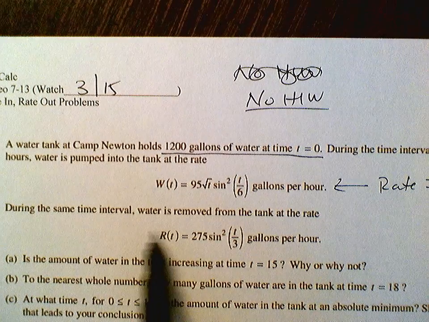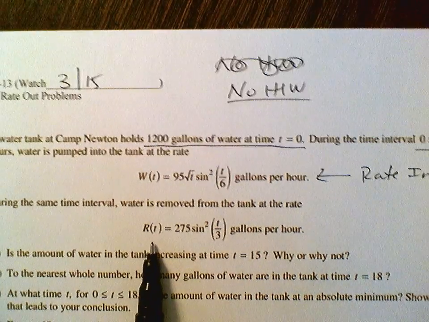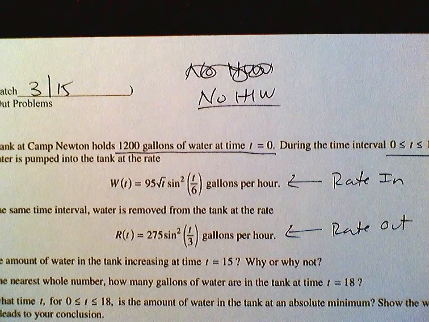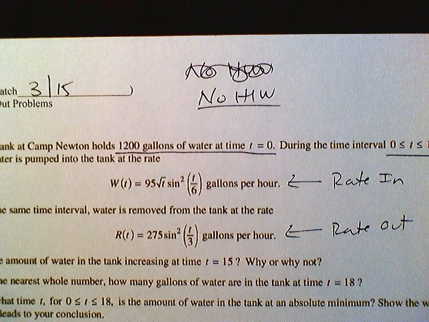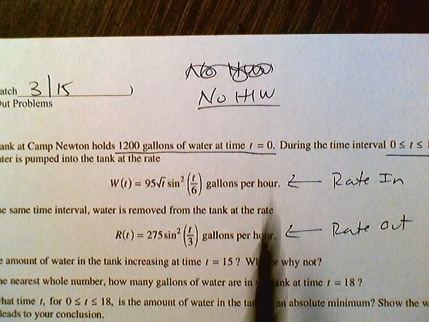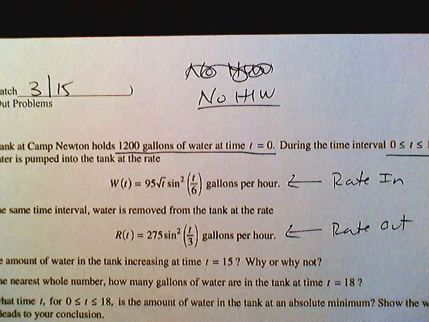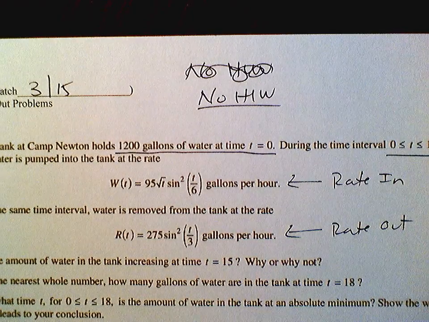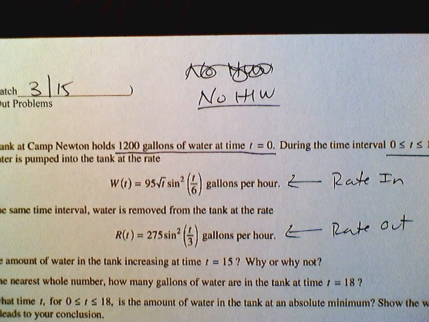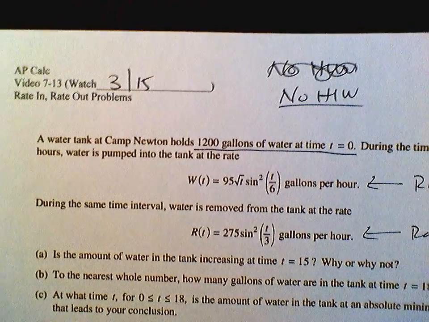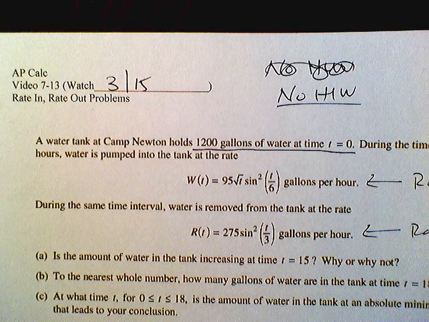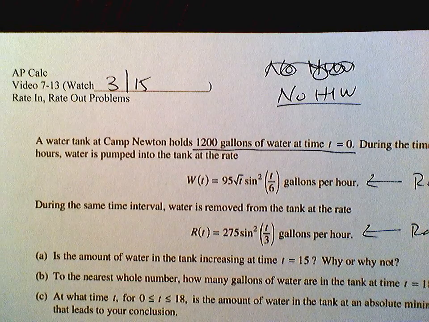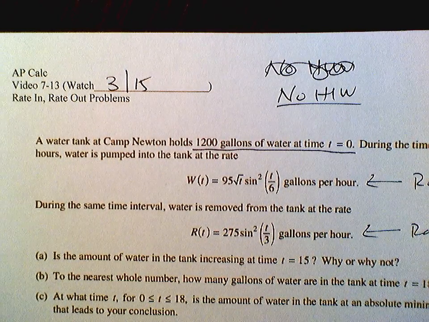During the same time interval, water is removed from the tank at a rate given by R of t. So this would be the rate out. And guys, if you have something that's changing and you're given two rates that are acting against each other, if you take the difference of those rates, that'll give you the total rate of change of the amount that is changing. So this is a typical rate in, rate out problem. In this case, the difference gives you the total rate of change of the amount of water in the tank.